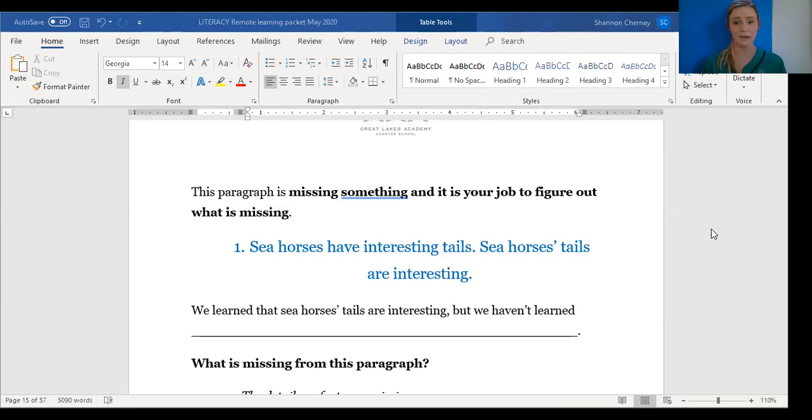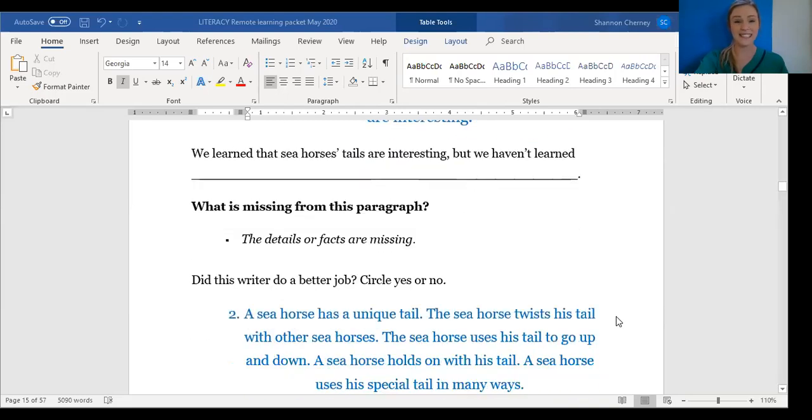So you can write down in this blank line, we haven't learned anything about tails. Pause the video now and go ahead and get that down. Yes, so the facts and details are missing. So we haven't learned any facts or details about tails yet.